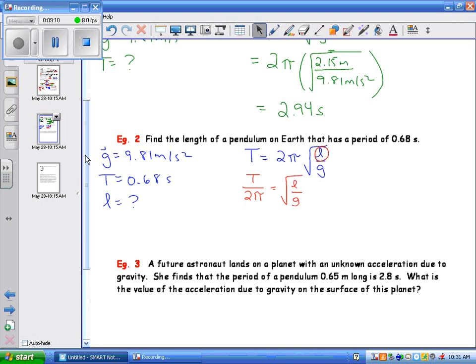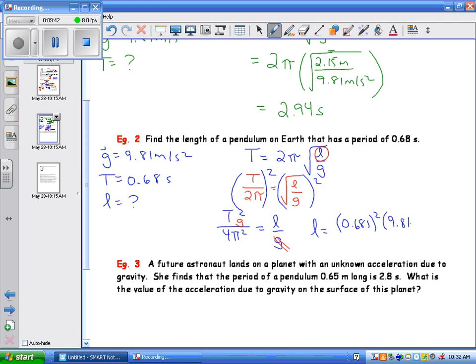Now, before I can go any further, I have to square my square root to get rid of it, which means I have to square the other side. So I get T squared over 4 pi squared equals L over g. And then I'll cross multiply, multiplying both sides by g. So I have L is equal to T, which is 0.68 seconds, squared, times 9.81 meters per second squared, divided by 4 pi squared.